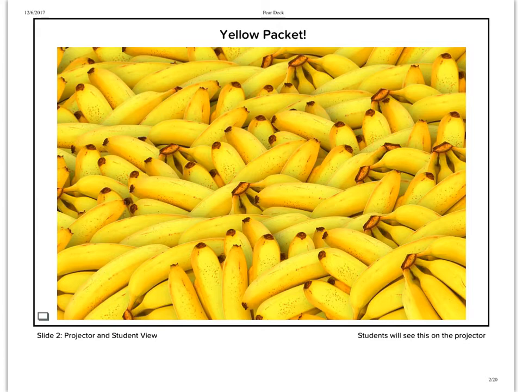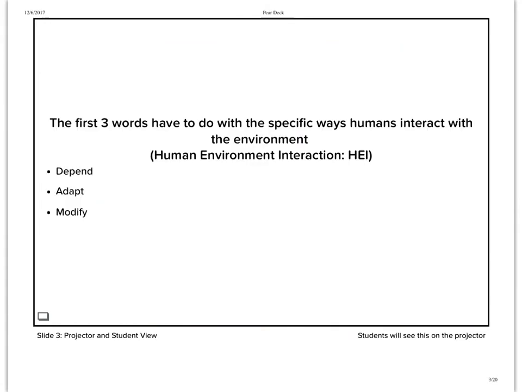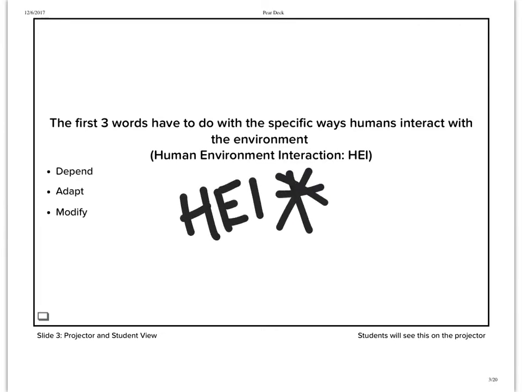Okay, moving on. So we are in our yellow packet. The first 3 words are depend, adapt, and modify. The first 3 words of Concept 1, the whole unit, have to do with the specific ways that humans interact with the environment. If it were me, in the little space on the left side of your word definition boxes, I would just write HEI or do a little asterisk or a star next to the first 3 words.